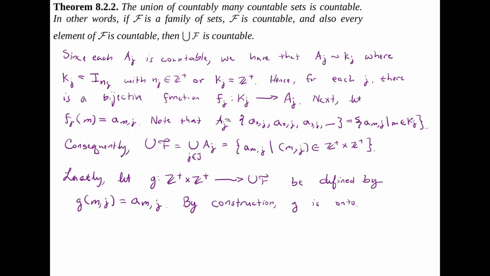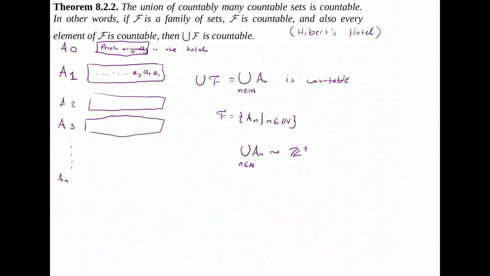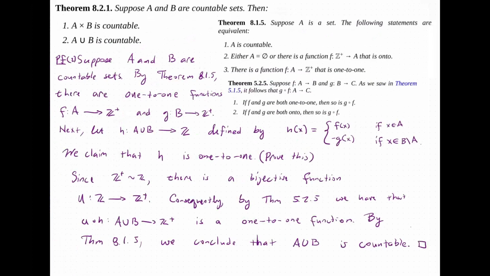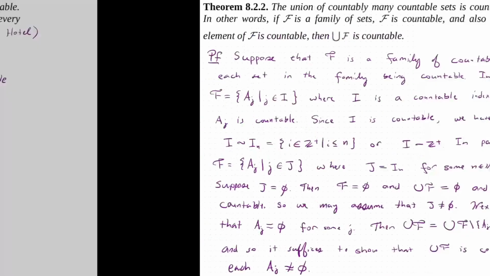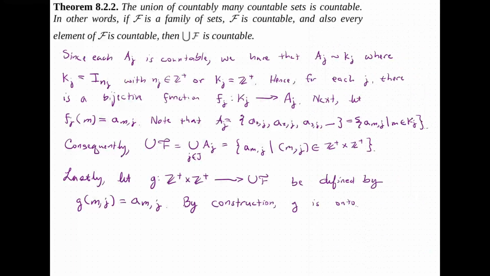But why is this good? Well, let's take a step back and recall theorem 8.15. In the proof of theorem 8.21, we used that if we have a one-to-one function from a to the positive integers, then a is countable. But theorem 8.15 also has another equivalent notion, namely that if we have a function from the positive integers onto a, then the set is countable. But what we have now is a function that is onto from the Cartesian product of the integers with themselves to the union of f.